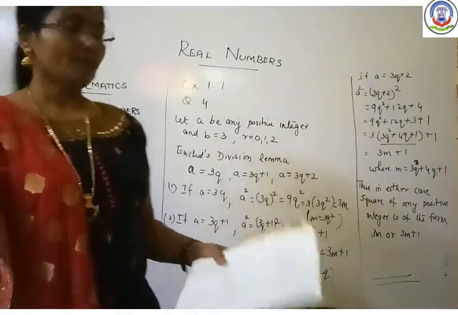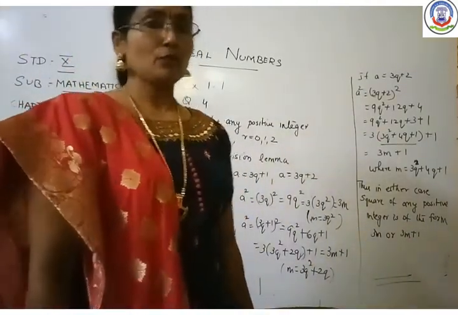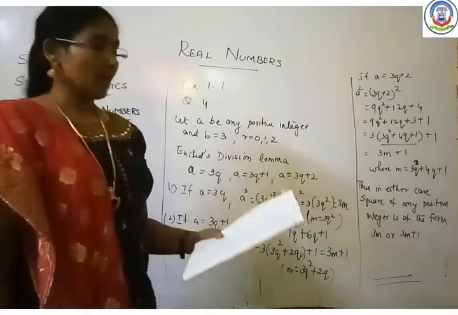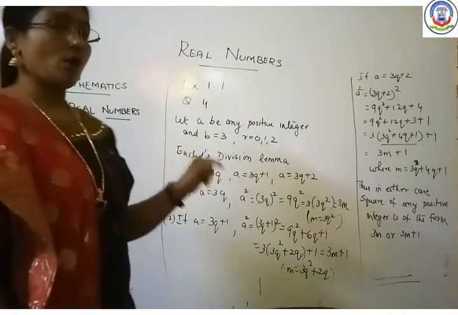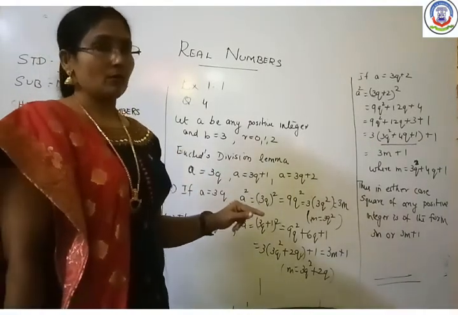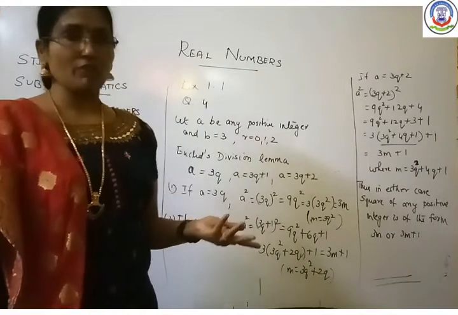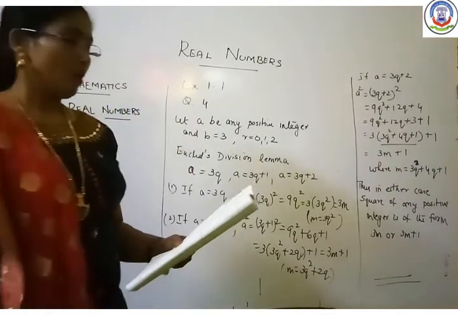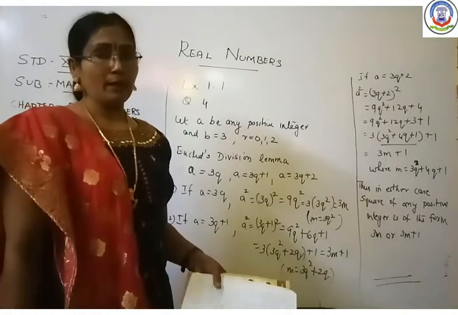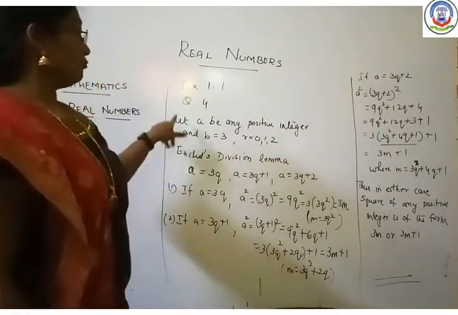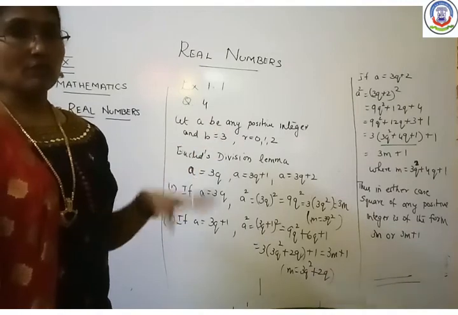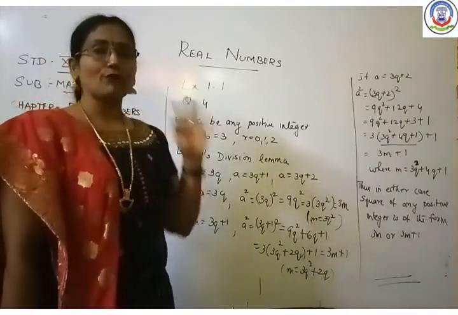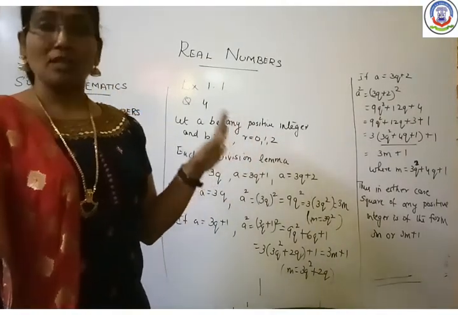What was that question? Use Euclid's division lemma. We have to show that the square of any positive integer is either of the form 3m or 3m plus 1. Remember, square of any positive integer is in the form of either 3m or 3m plus 1 for some integer m. Here we are again applying Euclid's division lemma to show this.